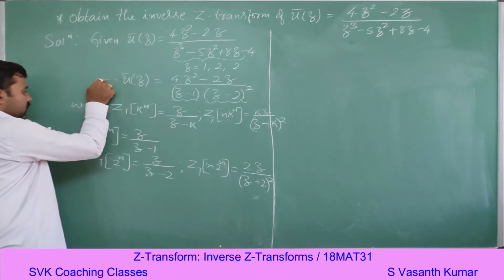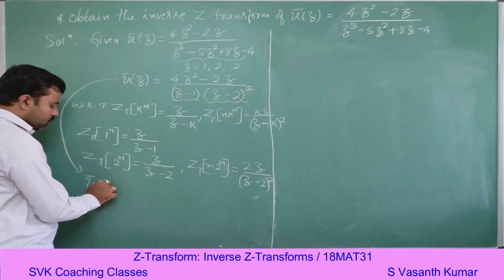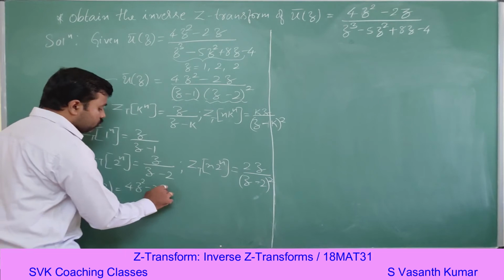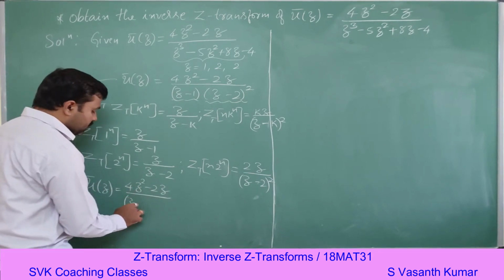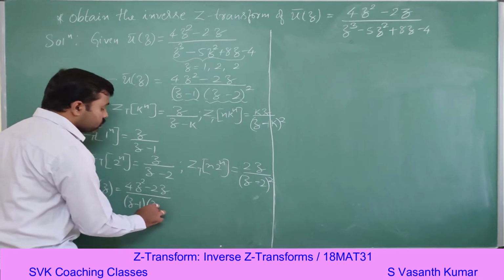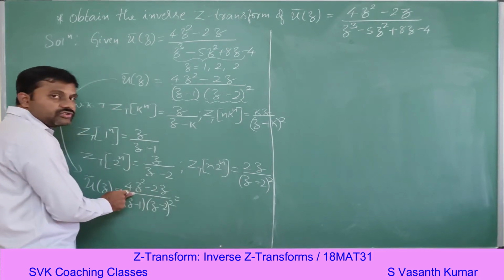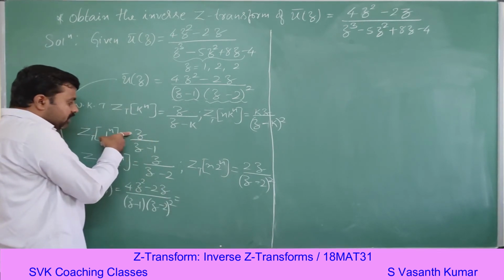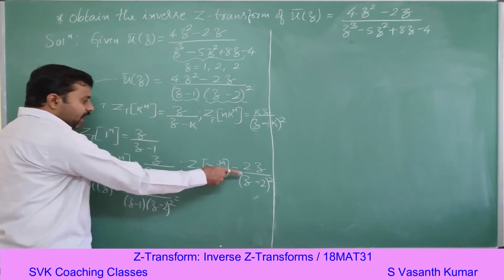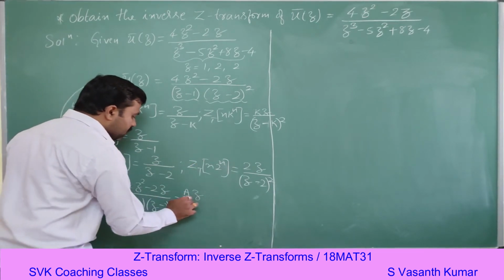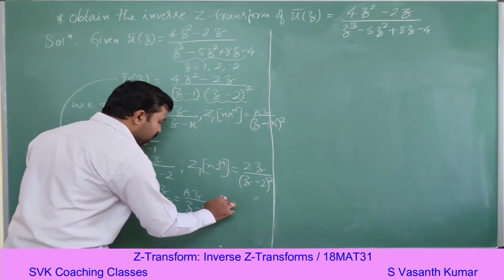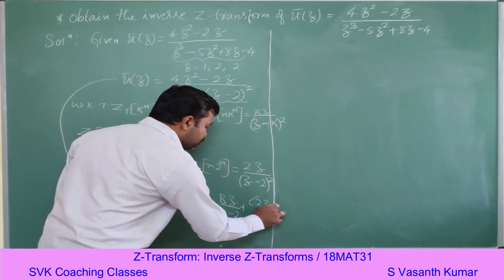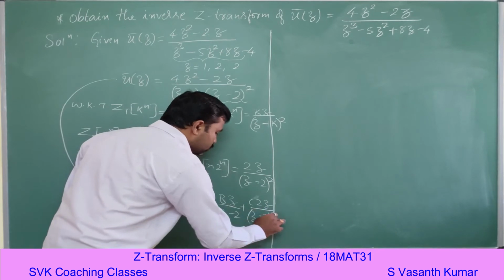Now u bar of z is nothing but 4z square minus 2z divided by z minus 1 into z minus 2 the whole square. If I resolve this by partial fraction, you are going to get, by just multiplying these values by constants and adding all those values, Az by z minus 1 plus bz by z minus 2 plus c into 2z by z minus 2 the whole square.